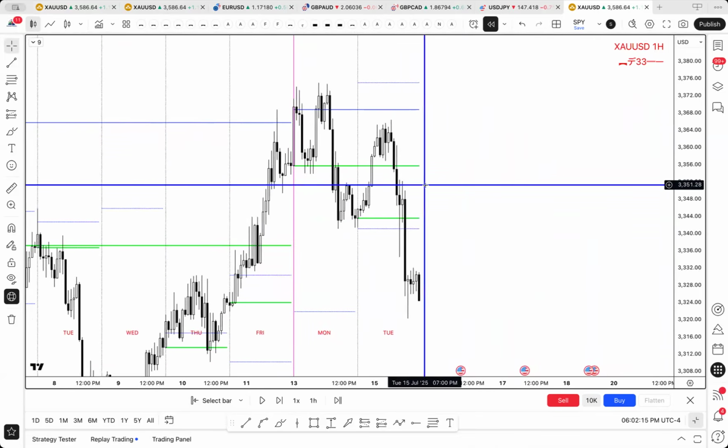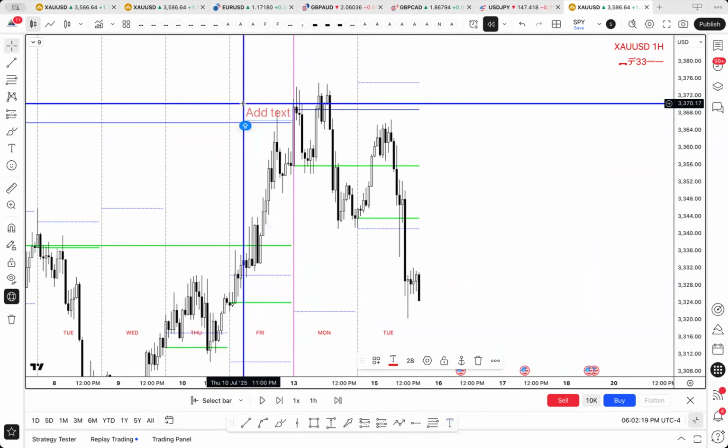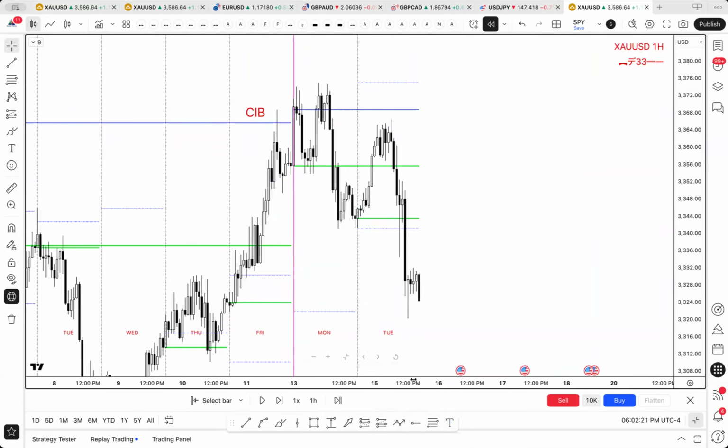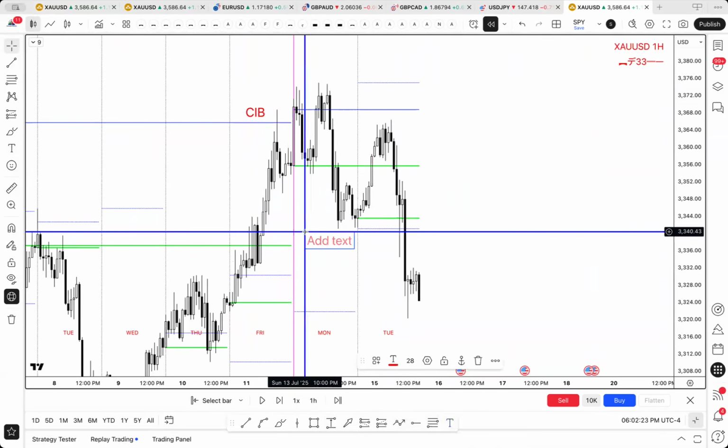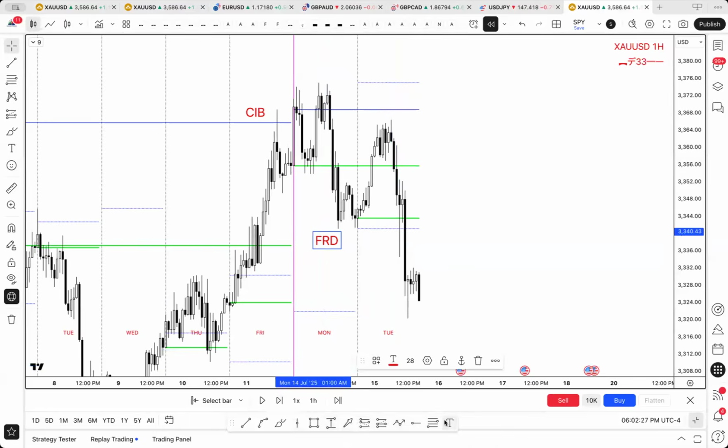But what we have here is we have our closing breakout signal, our first red day signal, and then we get our lower lows.